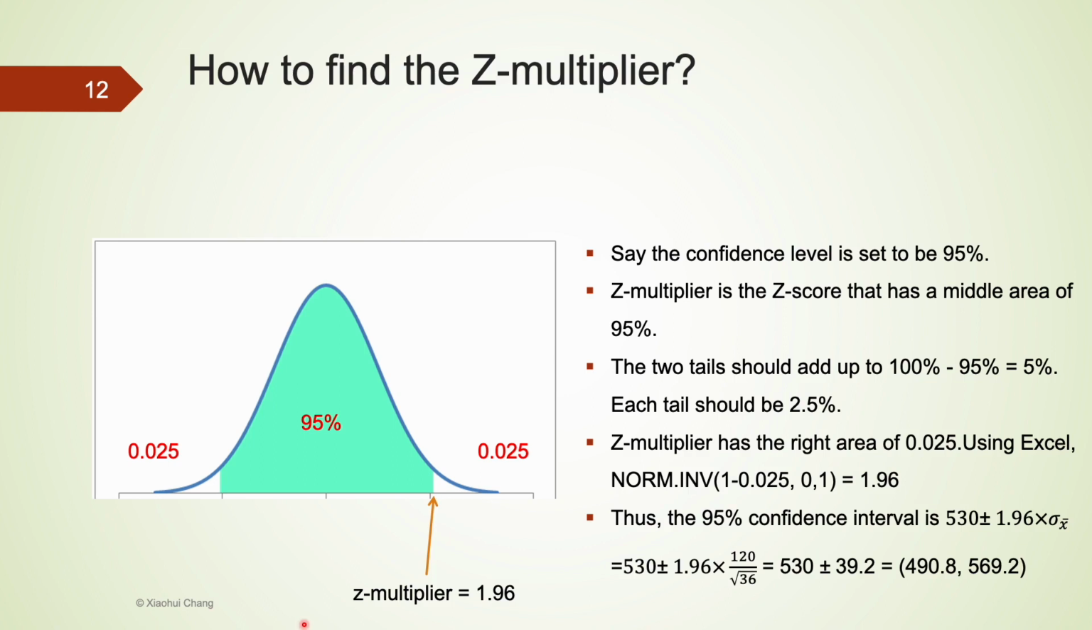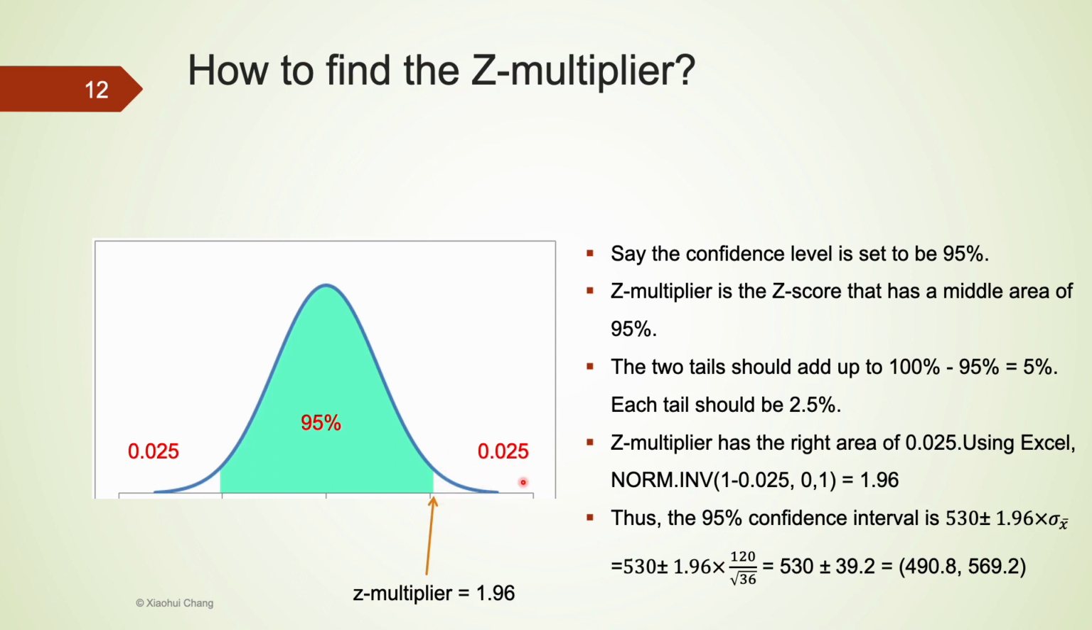This depends on the confidence level. Say the confidence level is 95%. The z-multiplier is the z-score that has a middle area of 95%. Only the middle area is 95%. If the middle area is 95%, the two tails should add up to 5%. Each tail should be 2.5%. The z-multiplier has a right area of 2.5% or 0.025.